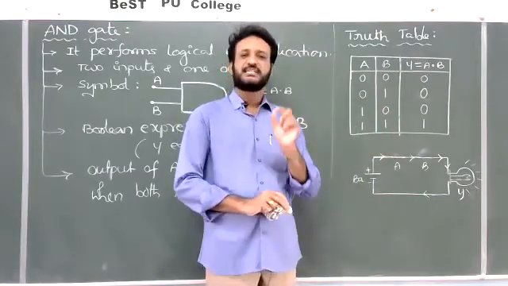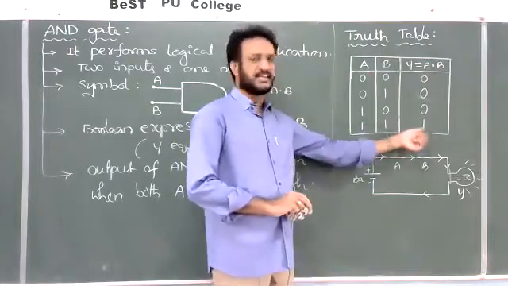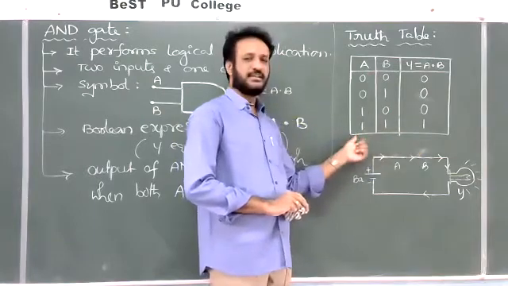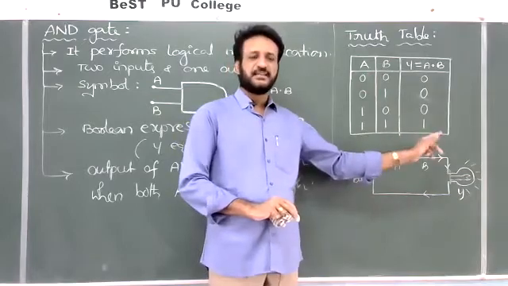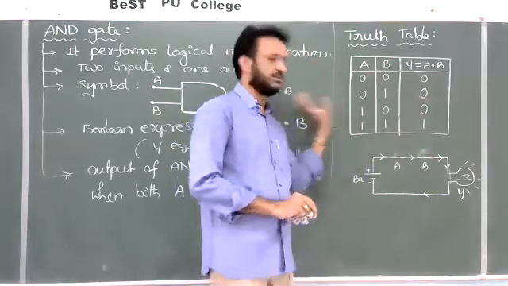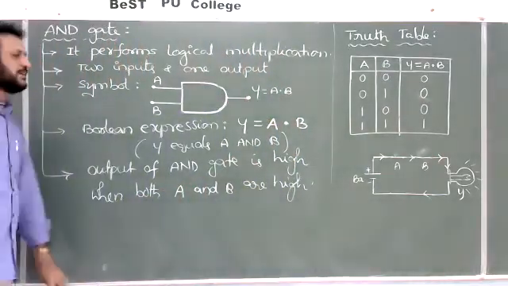So a logical circuit, or a digital circuit, whose output is high only when both A and B are high is called a logical AND gate. AND logic gate, that is all you should write. It is about the AND gate. So 2 marks concept only.